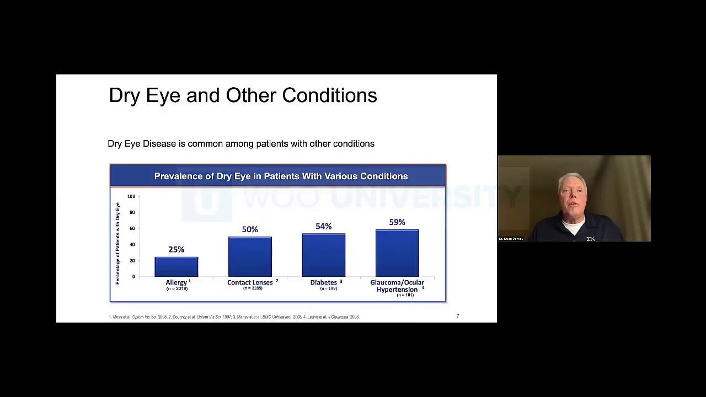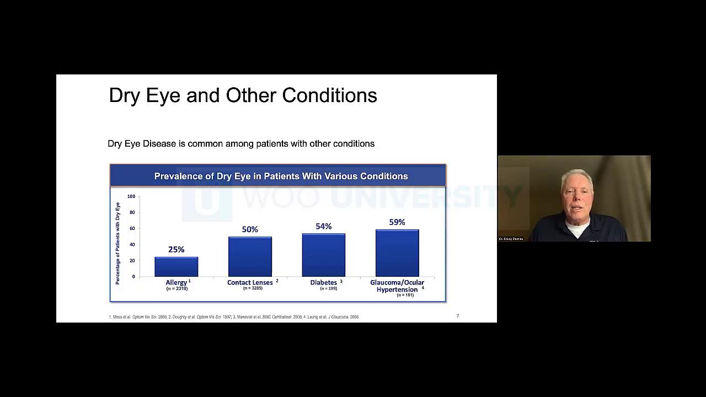And as we look at other conditions and the comorbidities that exist, we look at the prevalence of dry disease in patients with allergy at 25%. And if we look over in the far right at glaucoma and ocular hypertension, it's up to almost 60%. And when you consider a subgroup within glaucoma, that is the prostaglandin analogs, that's going to be upwards of 92%.